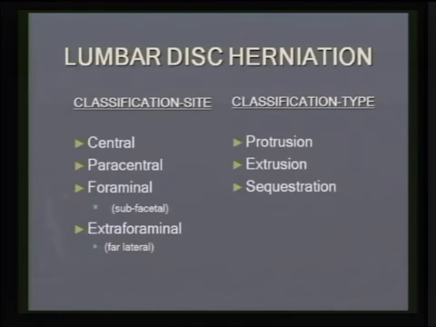Classification of disc hernias is both on site and type. So we have 4 zones in the axial plane around the disc that we talk about: central, paracentral, foraminal or subarticular when it's actually within the foramen, or extraforaminal or far lateral when the disc prolapse is lateral to the foramen. And the prolapse can be classified further in terms of its extent into a protrusion, extrusion, or a sequestration.